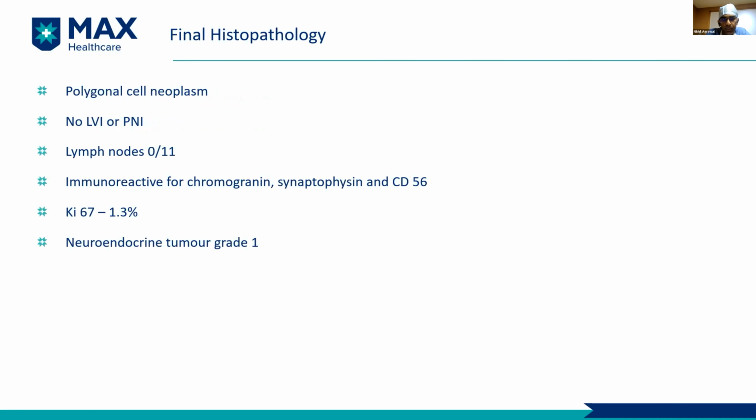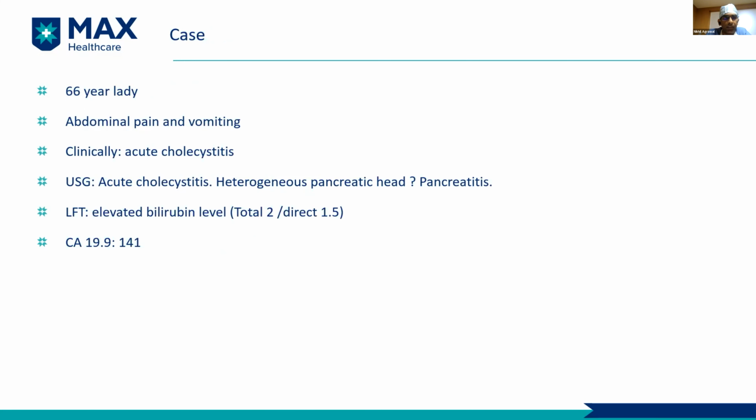So this turned out to be a grade 1 NET, and after that he's on follow-up. If we would have known this before, maybe we would have done a DOTA scan, but it's okay to operate. So I think that sums up mostly about MCN and serous neoplasm. And let's just do a brief case of branch duct IPMN, and then we'll close this.